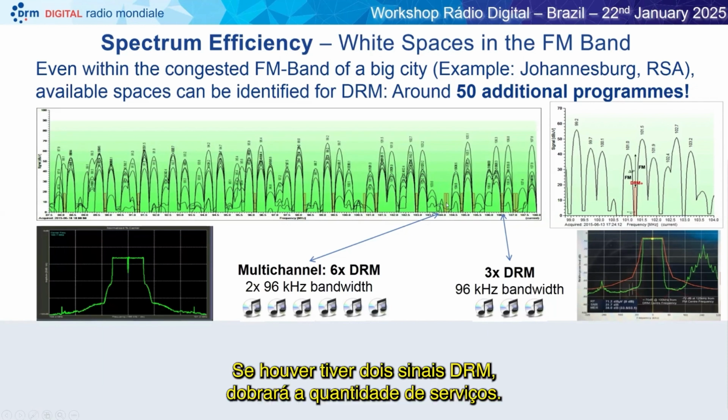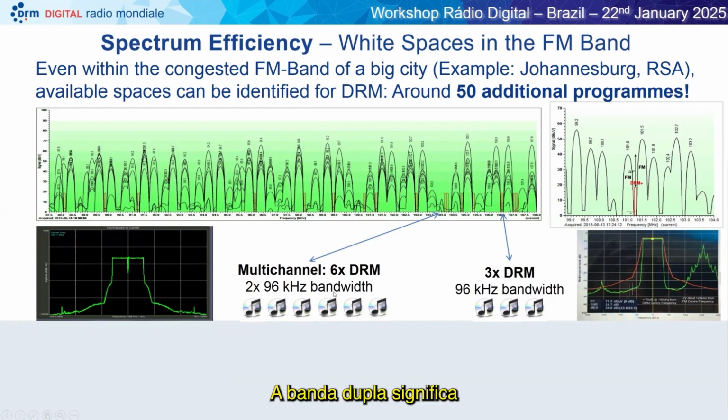Now, if you have 2 DRM signals, then you will double the amount of services. So the double bandwidth means instead of 3, you can have 6 DRM radio programs on 1 transmitter. Now this is a new thing because you don't need 2 separate transmitters. You can broadcast all of this from 1 transmitter. We call this multi-channel DRM.